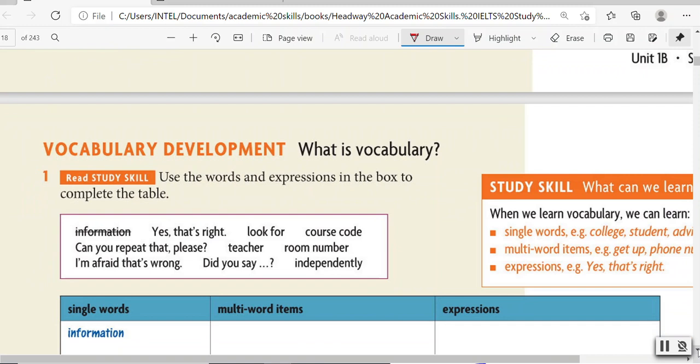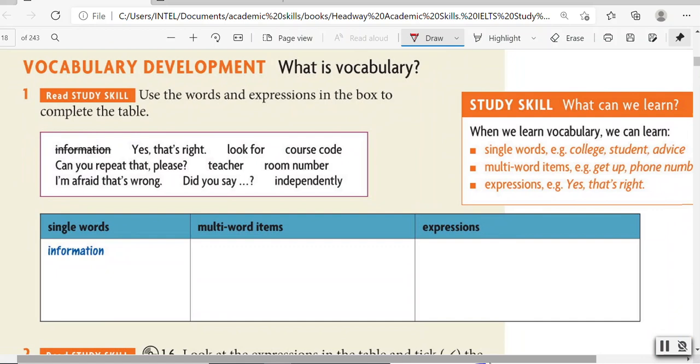Another part in this unit is vocabulary development. What is vocabulary? For developing your vocabulary, we have some ways. In each vocabulary development part, we have some ways. For example, here, focus on what we can learn, or how we can learn.